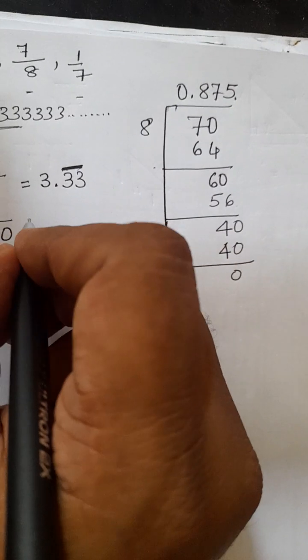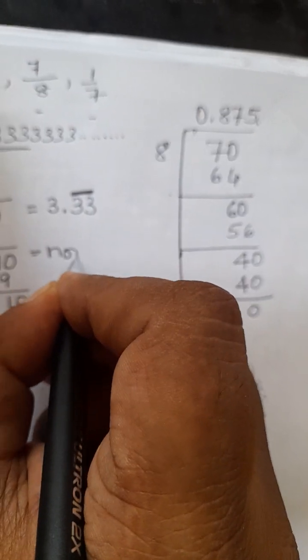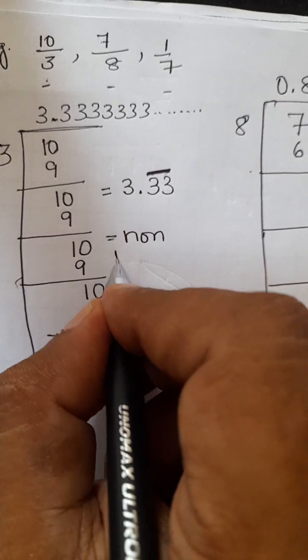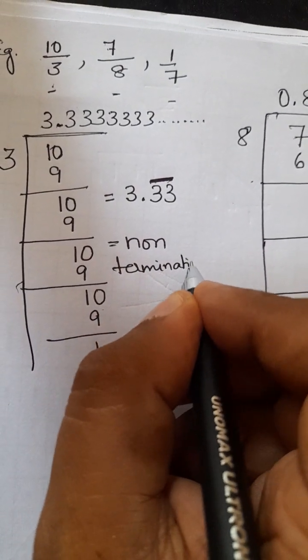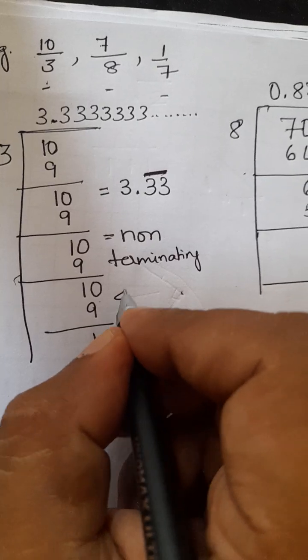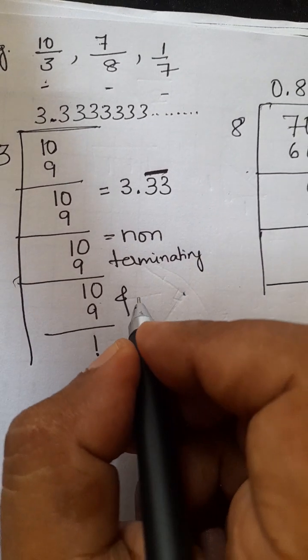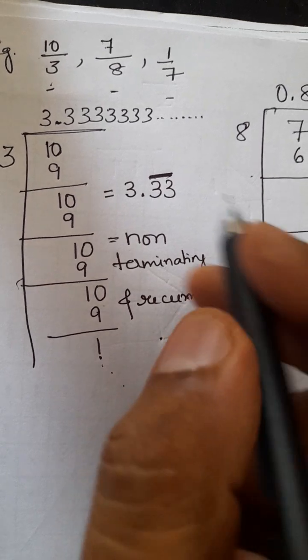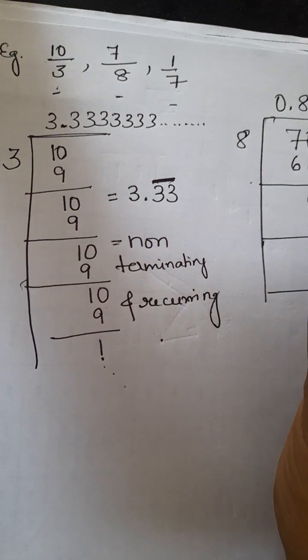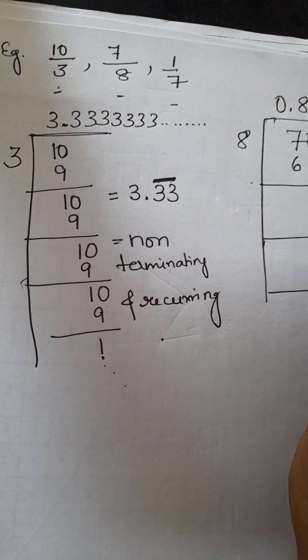So this sort of thing is called terminating, because the decimal ends, unlike the recurring one where the same digit keeps recurring.